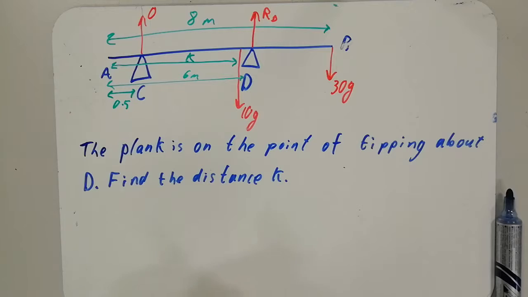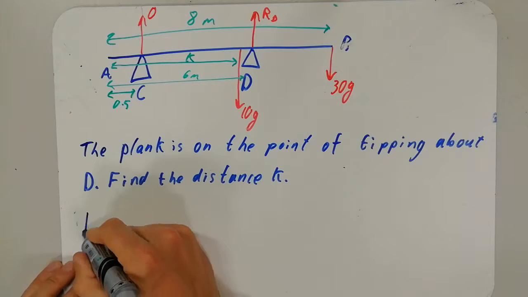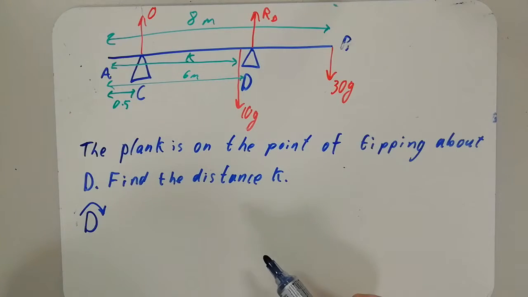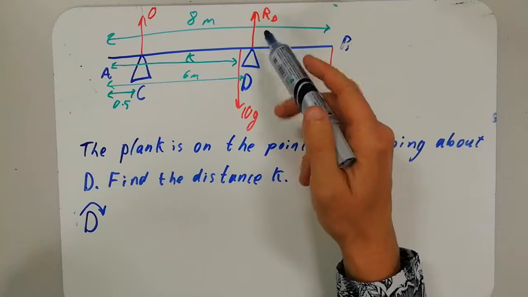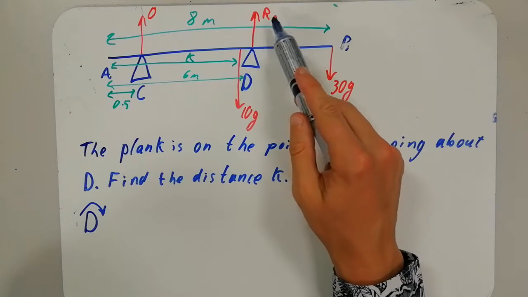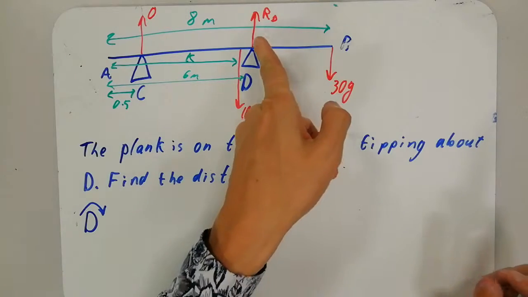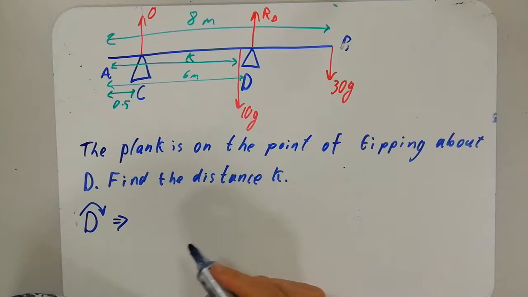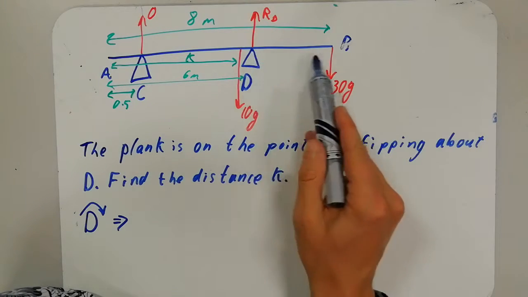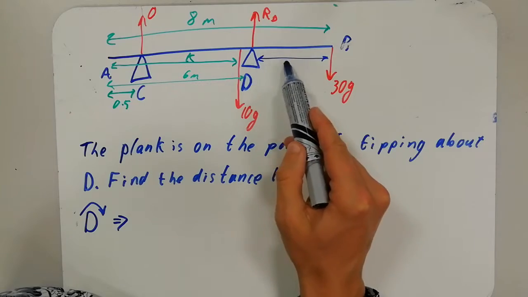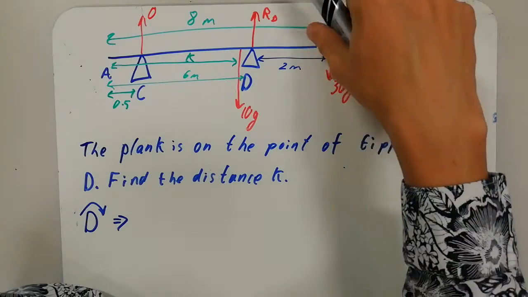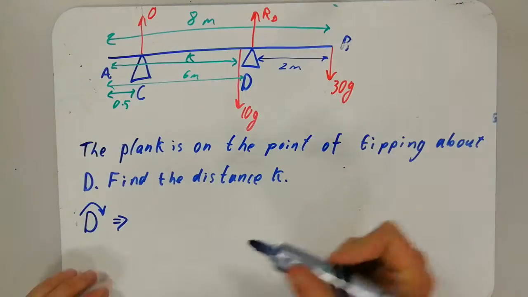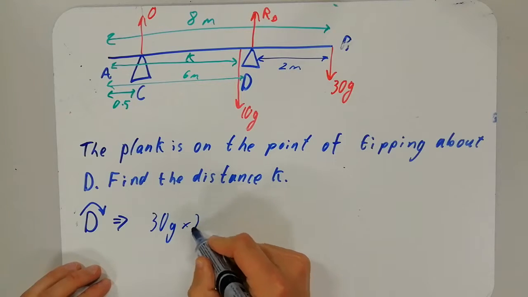Okay, so now let's think, where should we take moments about? I'm going to take moments around D this time. I could figure out what that reaction force is, but I don't actually care. If I take moments around D, I'm going to do 0 times the reaction force at D, therefore eliminating any moments there. Okay, so let's work this out. I know that my distance there is 2 metres. So my clockwise moment, trying to tip it around D, is 30g times 2.